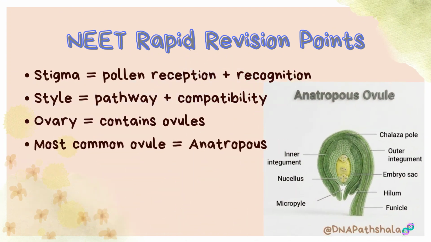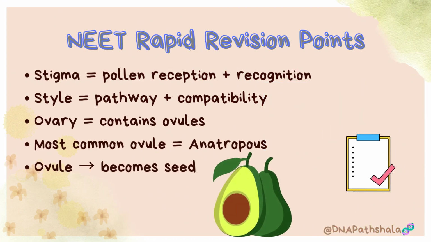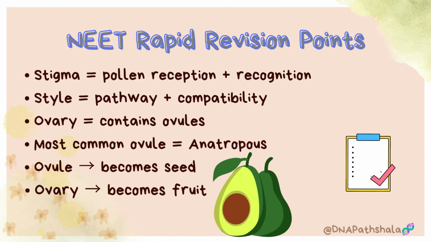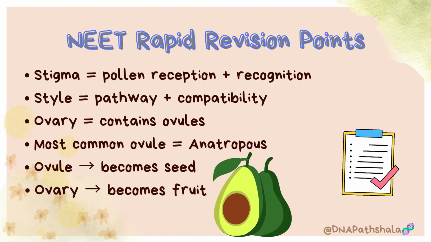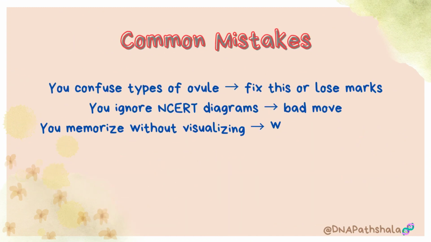Next, most common ovule is the Anatropous ovule. It is inverted in position. Next point, ovule becomes seed and ovary becomes the fruit. Direct questions often come from these basic lines. So that's the complete structure of the female reproductive part along with the ovule types.